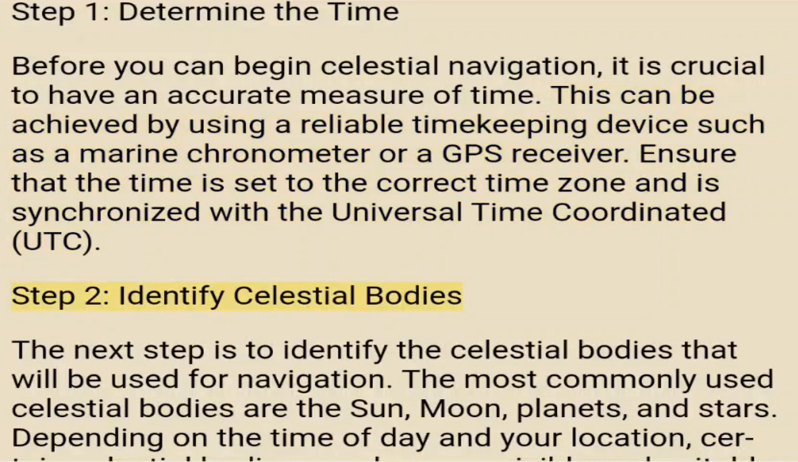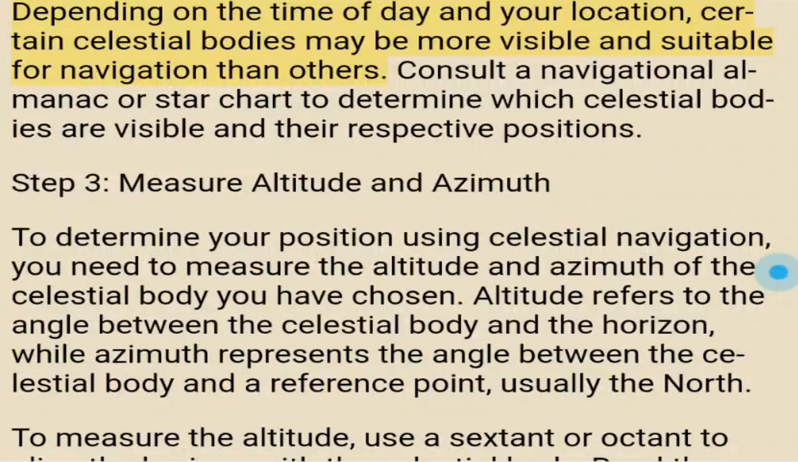Step 2. Identify celestial bodies. The next step is to identify the celestial bodies that will be used for navigation. The most commonly used celestial bodies are the Sun, Moon, planets, and stars. Depending on the time of day and your location, certain celestial bodies may be more visible and suitable for navigation than others. Consult a navigational almanac or star chart to determine which celestial bodies are visible in their respective positions.